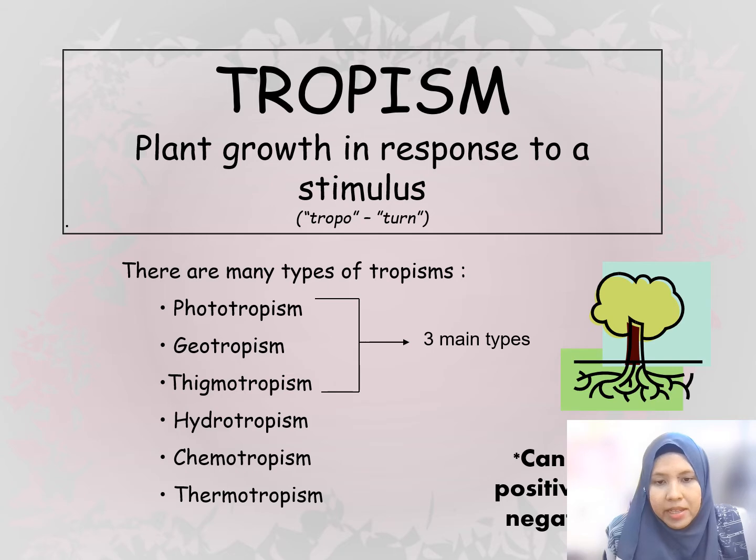There are many types of tropism: phototropism, geotropism, thigmotropism, hydrotropism, chemotropism, and also thermotropism. However, the first top three, phototropism, geotropism, and thigmotropism, and also hydrotropism actually, are the main types, but we cannot disregard the other types of tropisms. From the name of the tropism itself, we can actually know the stimulus of that tropism. So we're going to have a look at each tropism and see what is the positive effect and what is the negative effect.